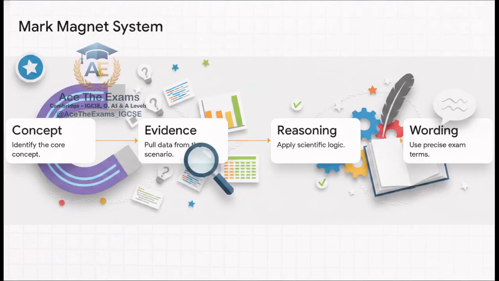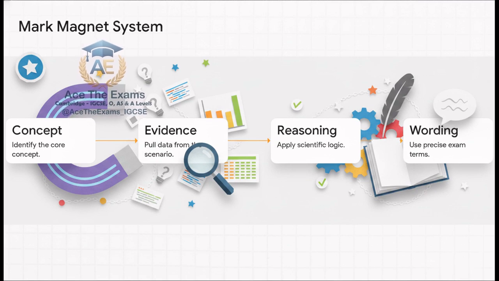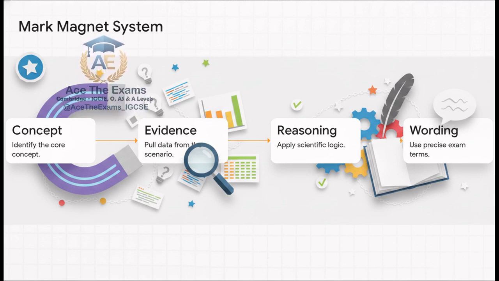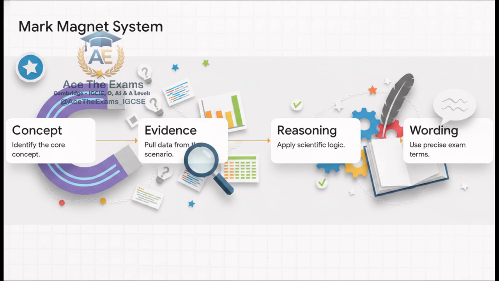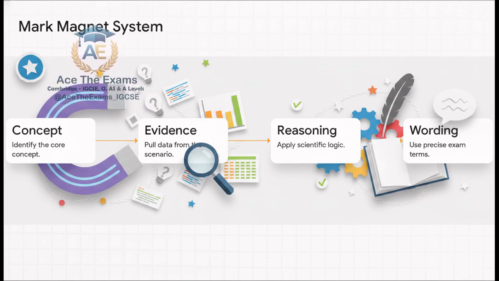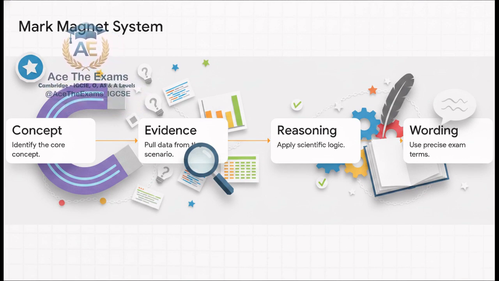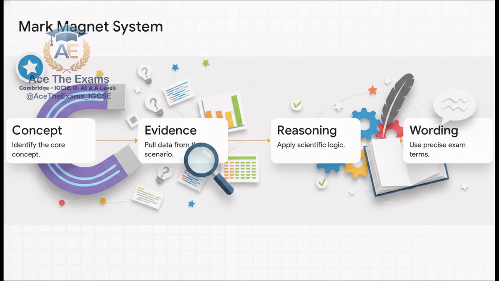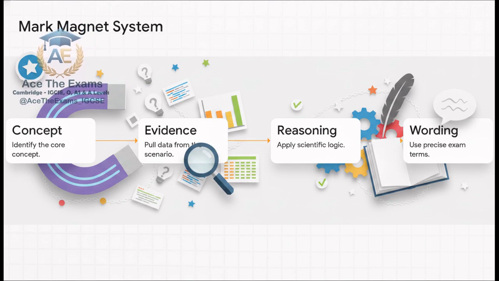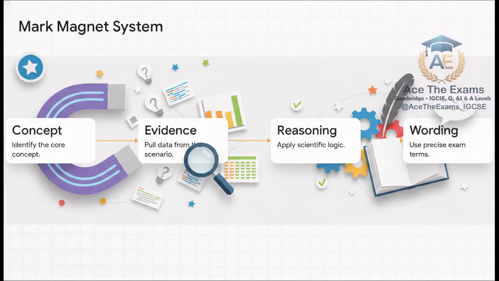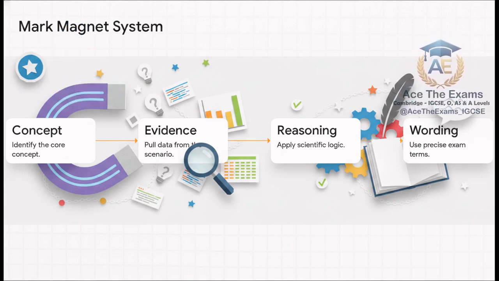So to fix this, we're using the Mark Magnet framework. Think of this as your secret weapon, a top-band exam strategy to literally secure full marks. When you face a tough question, you don't just write a sentence. No, you build an answer. Step 1, identify the core concept. Step 2, pull the exact evidence or data from the scenario they gave you. Step 3, apply the scientific reasoning, like how does it actually work? And Step 4, lock it all in with precise examiner wording.